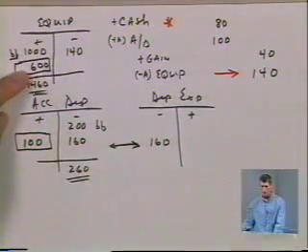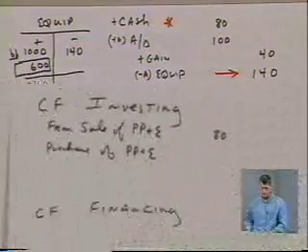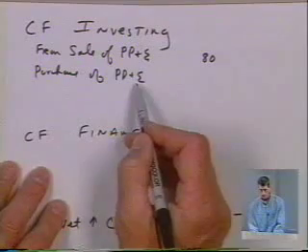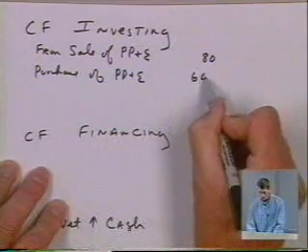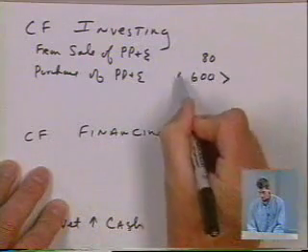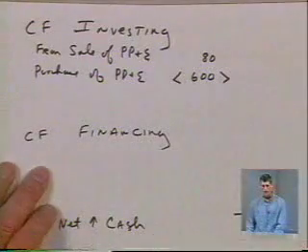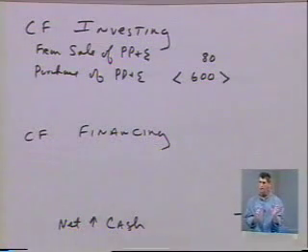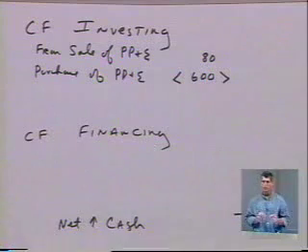So we go back to our cash flow statement, and the purchase of PP&E would then be 600. That 600 would be a cash outflow, so I'm going to bracket that. And we're almost finished. Now, wait a second. Why are we almost finished?